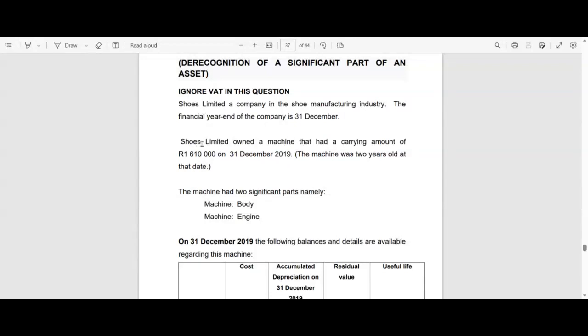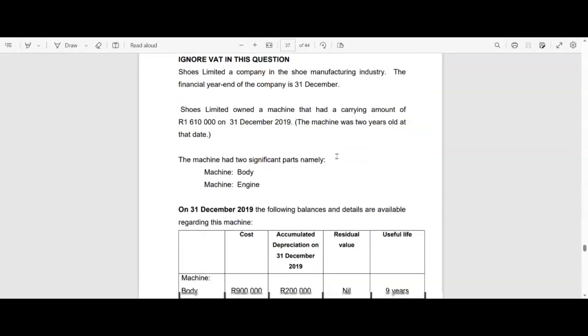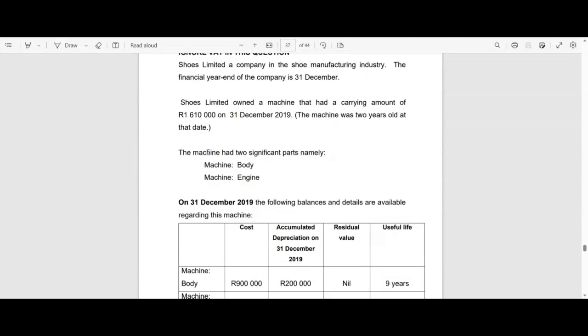Then they say Shoes Limited owned a machine that had a carrying amount of 1,610,000 Rand on the 31st of December 2019. The machine was 2 years old at that date. When we originally purchased that machine, we identified 2 significant parts, namely the machine body and the machine's engine.